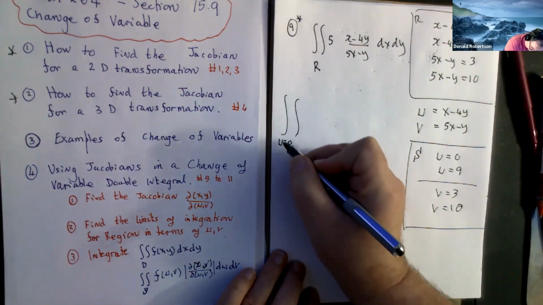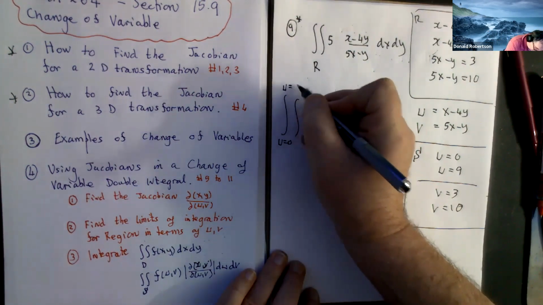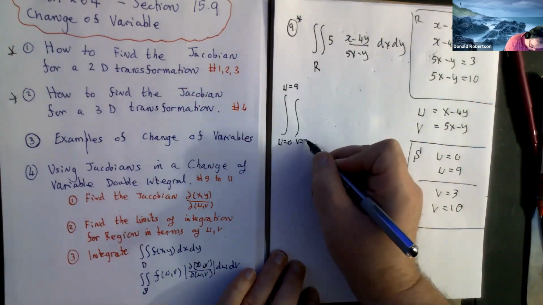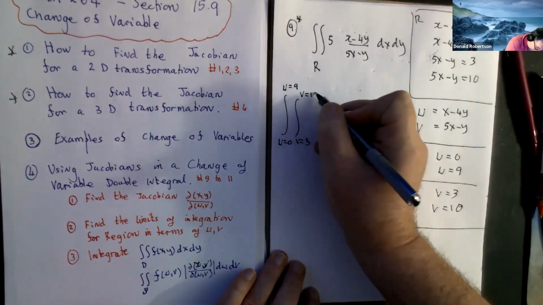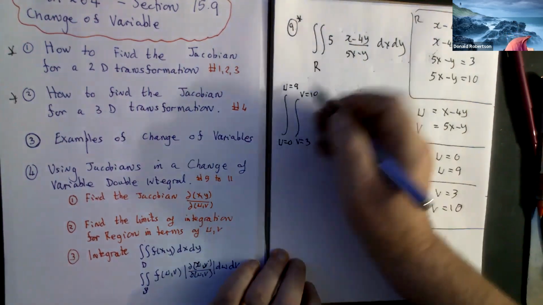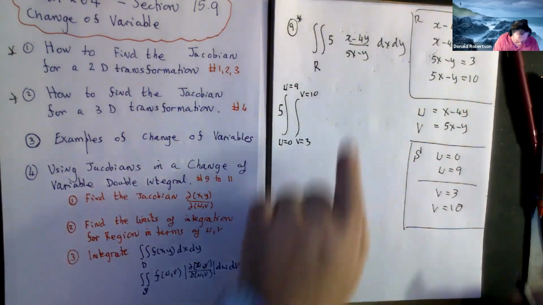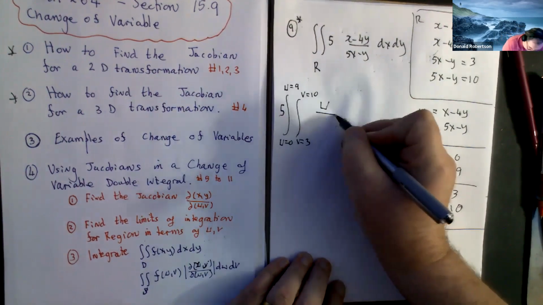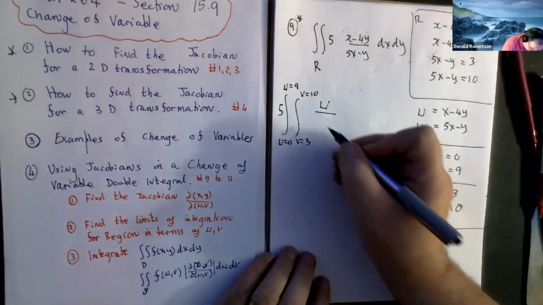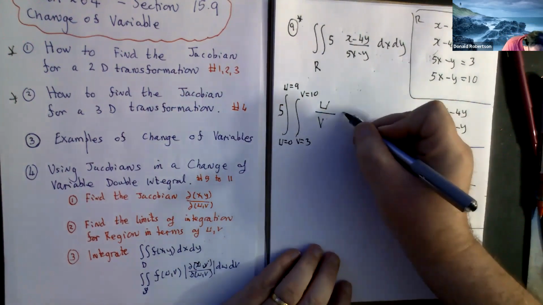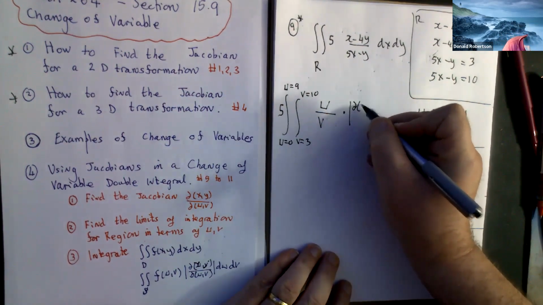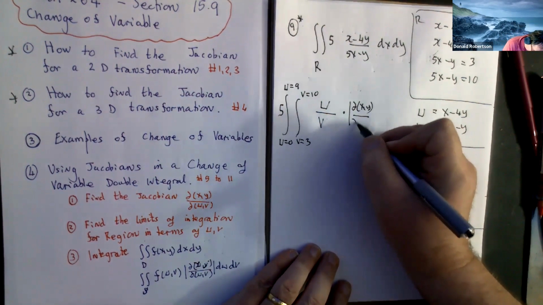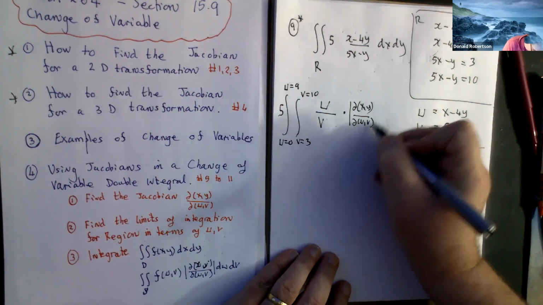I have u from 0 to 9, v from 3 to 10, and that 5 I'm going to stick out here. x minus 4y is actually u. 5x minus y is v. The only thing that's missing is the Jacobian.